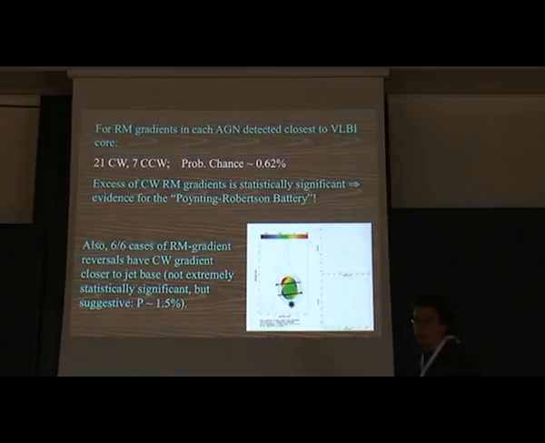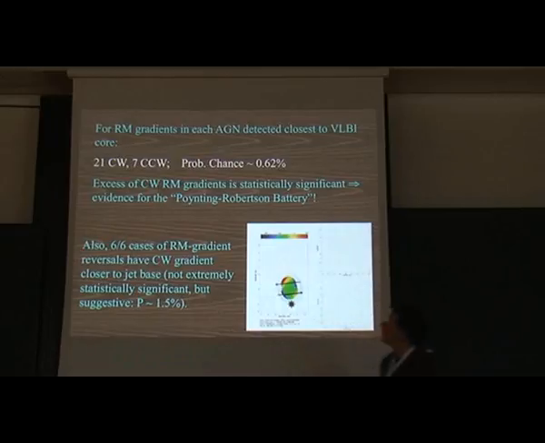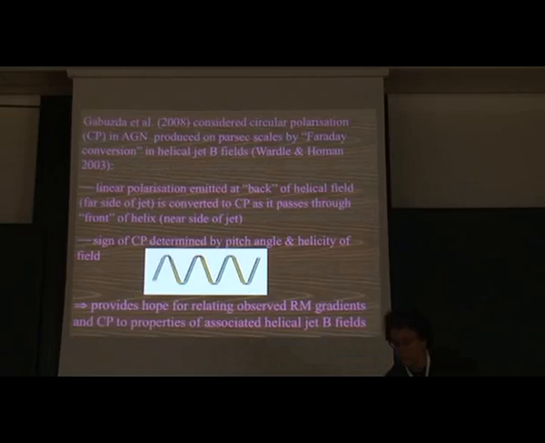One way to explain it is if this Pointing-Robertson battery is actually operating. Maybe you guys can come up with another way to explain it. Okay, and in the 6 cases where we have these reversals in the rotation measure gradients, the one that's closer to the jet base is clockwise and the one further out is counterclockwise. That's not incredibly statistically significant, but if we find 3 more cases, it sure will be.